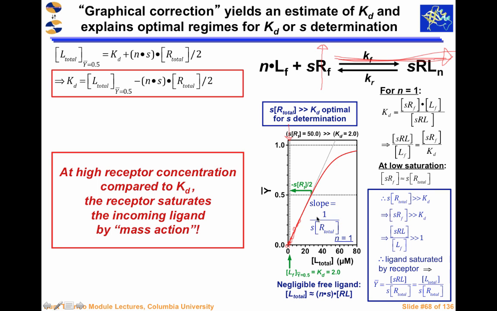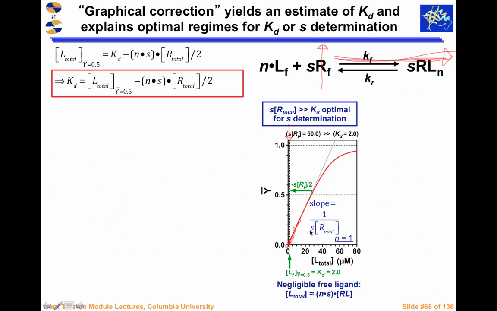So, important point here. In this regime, where SRT is much greater than KD, we started by considering that the graphical correction is so large that with a little bit of noise in the data, we're going to have an enormous amount of uncertainty in KD. So this is not a good regime for determining KD. What we've just explained is that it is an excellent regime for determining stoichiometry, or basically measuring SRT empirically.